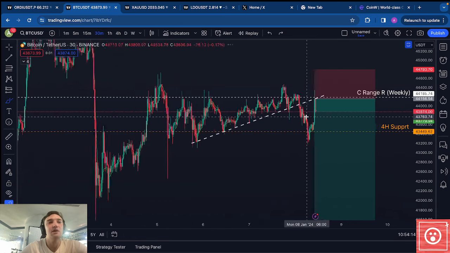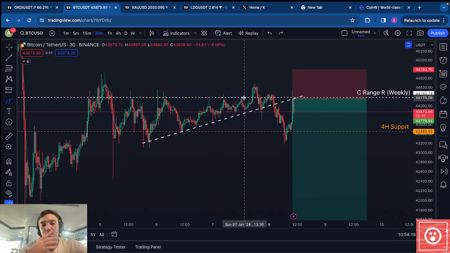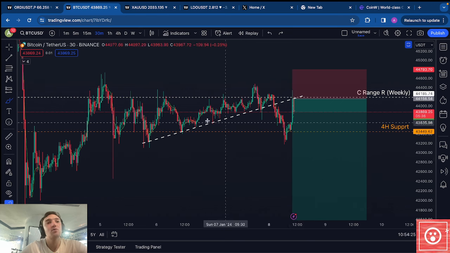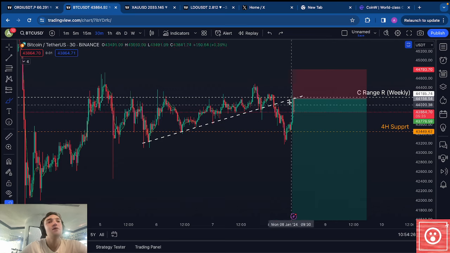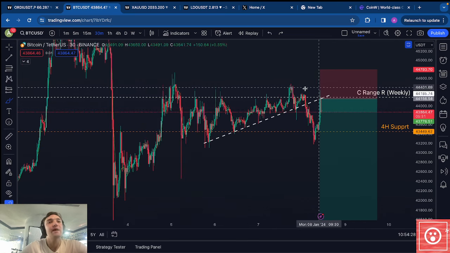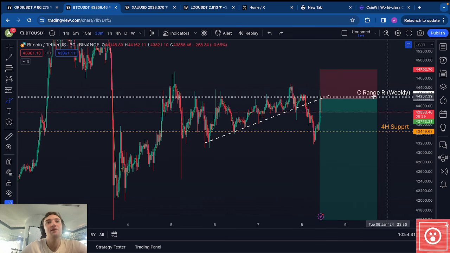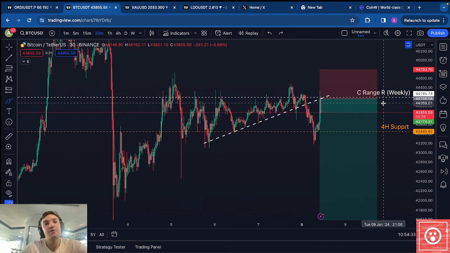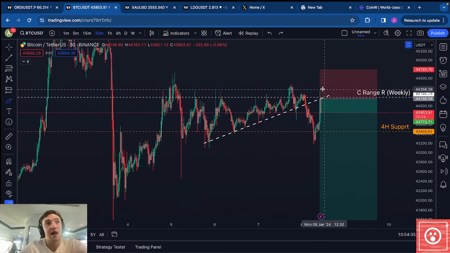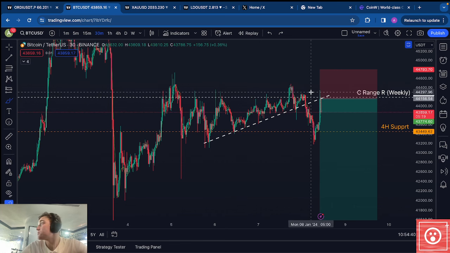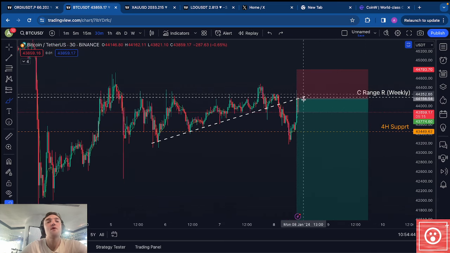Okay, so that's how you're meant to analyze the market. You first go on the weekly time frame. You analyze your weekly highs, your daily highs, your weekly lows, your daily lows, your 4-hour supports, 4-hour resistance. This range over here is our current weekly range high, with our current daily high. It's also our 4-hour high as well. So it's a very, very strong level right over here, and it's important for you to look at this.